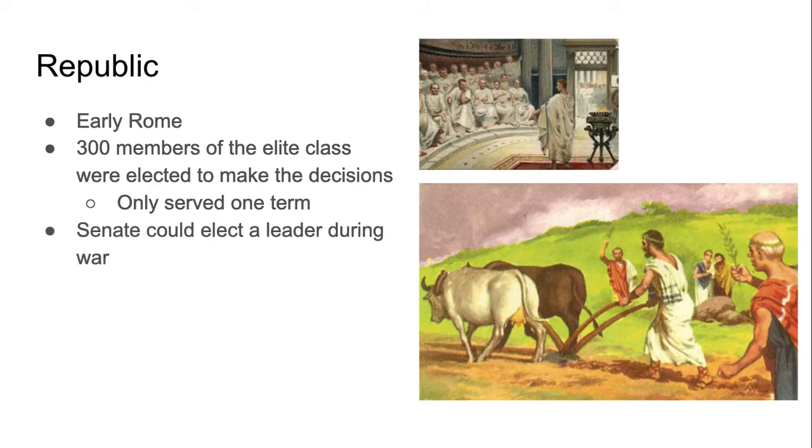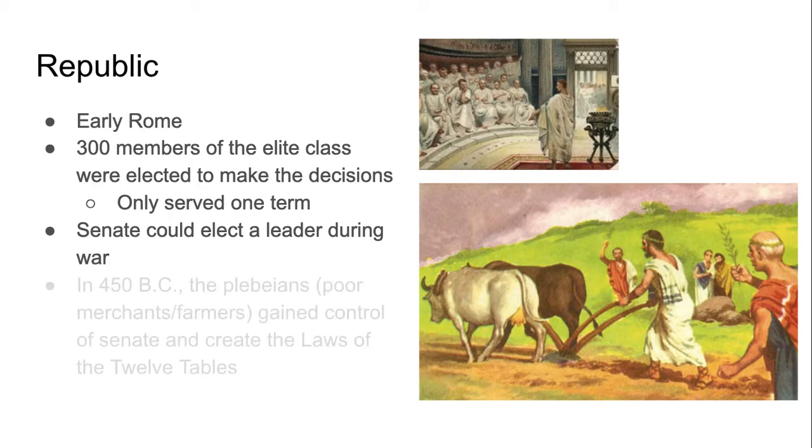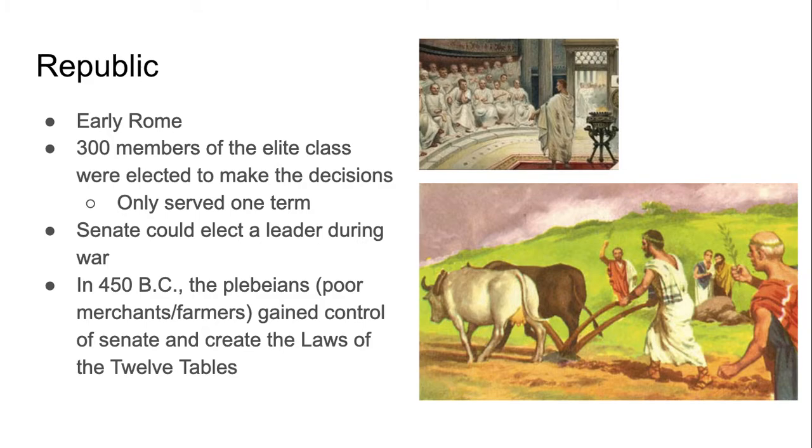If by chance the government was going to go to war, the Senate, which was the name of the 300 members, could elect a leader during war. Now, that leader, if they so choose, would be in power and then need to give back the reins of power to that Senate.